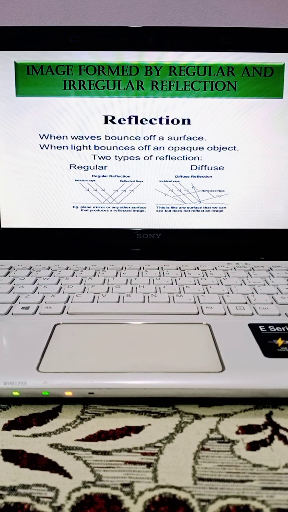But sometimes irregular reflection is also useful for us to see an object from every side or through a wide area. We are able to see an object.